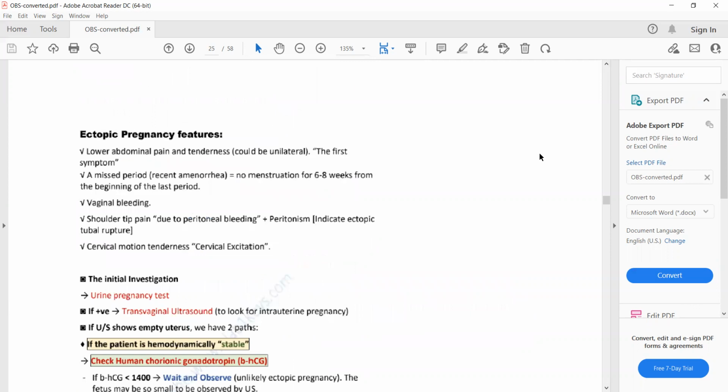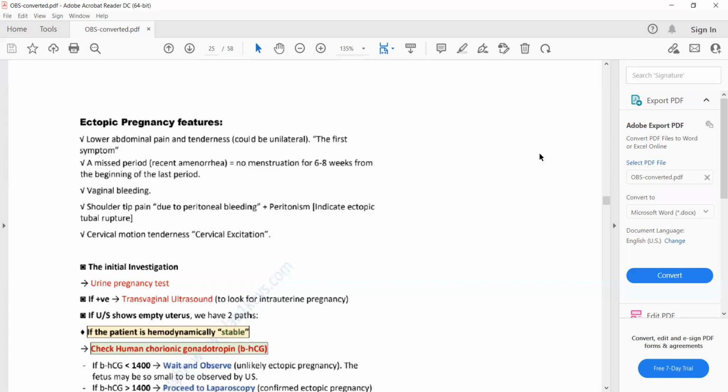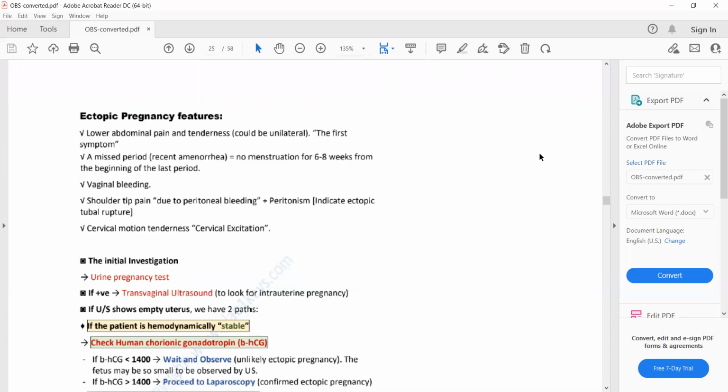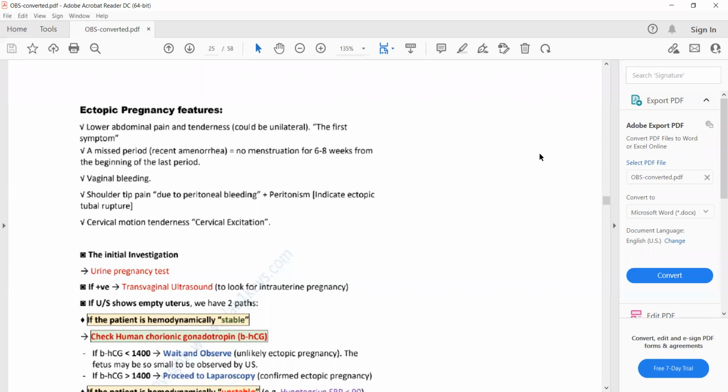What will be the presenting features of ectopic pregnancy? The patient will present to you with lower abdomen pain and tenderness. Lower abdomen pain and tenderness can also be caused by gynecological conditions such as endometriosis, fibroids, pelvic inflammatory disease, and ovarian torsion as well. But in case of ectopic pregnancy, there will be a recent history of amenorrhea. So a female with lower abdominal pain and tenderness, with no menstruation for 6 to 8 weeks, and vaginal bleeding and cervical motion tenderness, then you will suspect ectopic pregnancy.